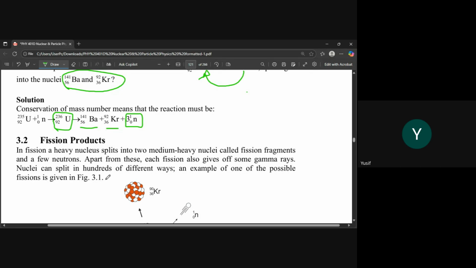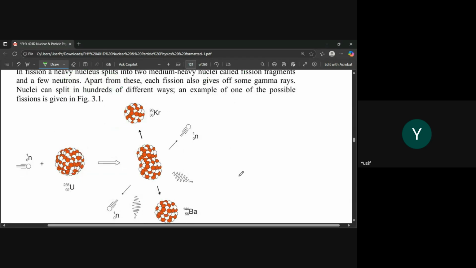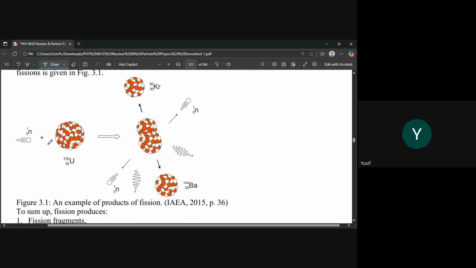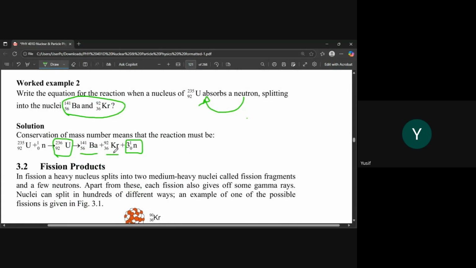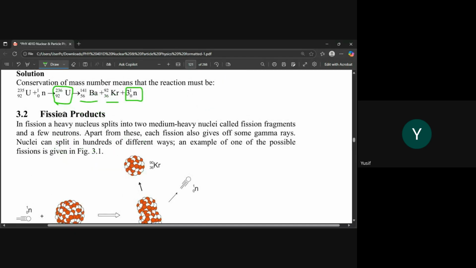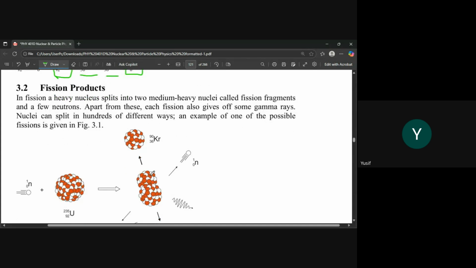Nuclei can split in hundreds of different ways. An example of one with fission is this. So this was the one I was trying to say: if we use this to hit this, it splits into this. And this is the exact thing they are having over here. This is the uranium you are having here, and the neutron is what you are having here. When it hits this, we have the intermediate version, which is this one.